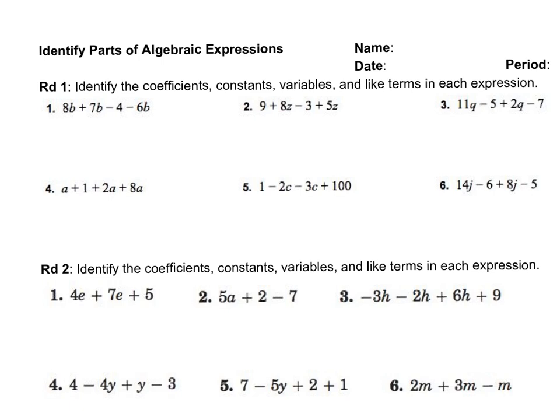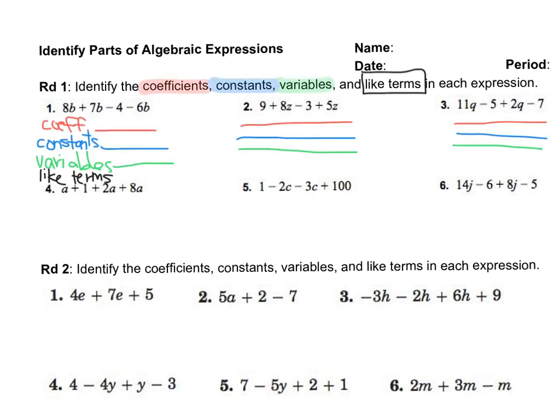All right, so guys, round one, it says identify the coefficients, constants, variables, and the like terms in each expression. So let's go ahead and set that up for problems 1, 2, and 3. All right, so problem number one, first we're going to find the coefficients. Coefficients are the numbers that are attached to the variable. Remember, they tell you how many of the variable that there is.